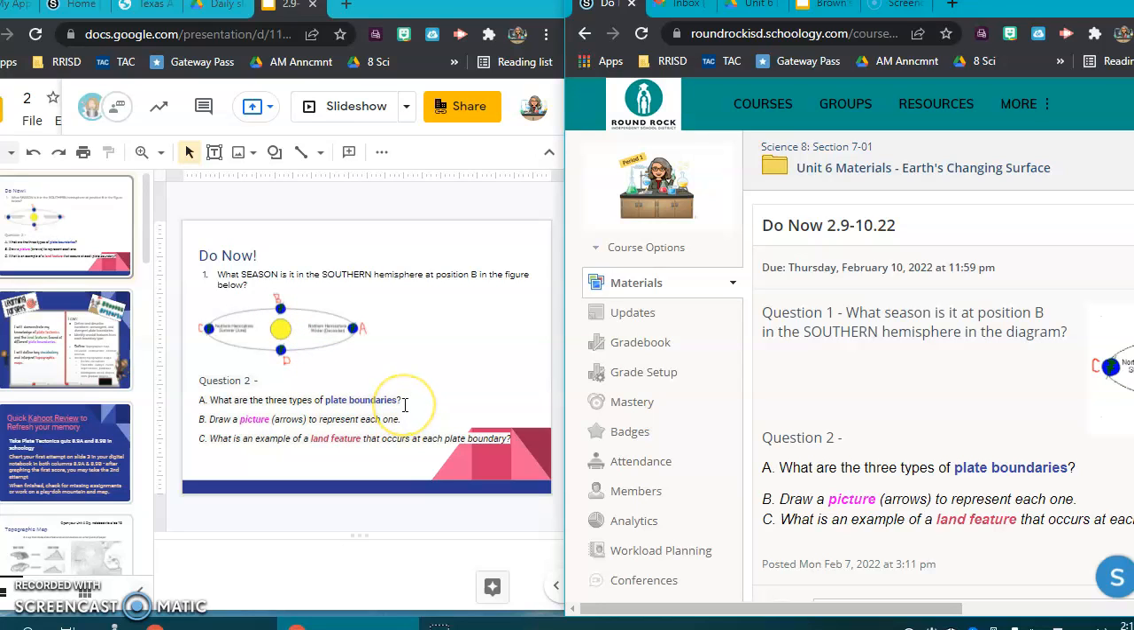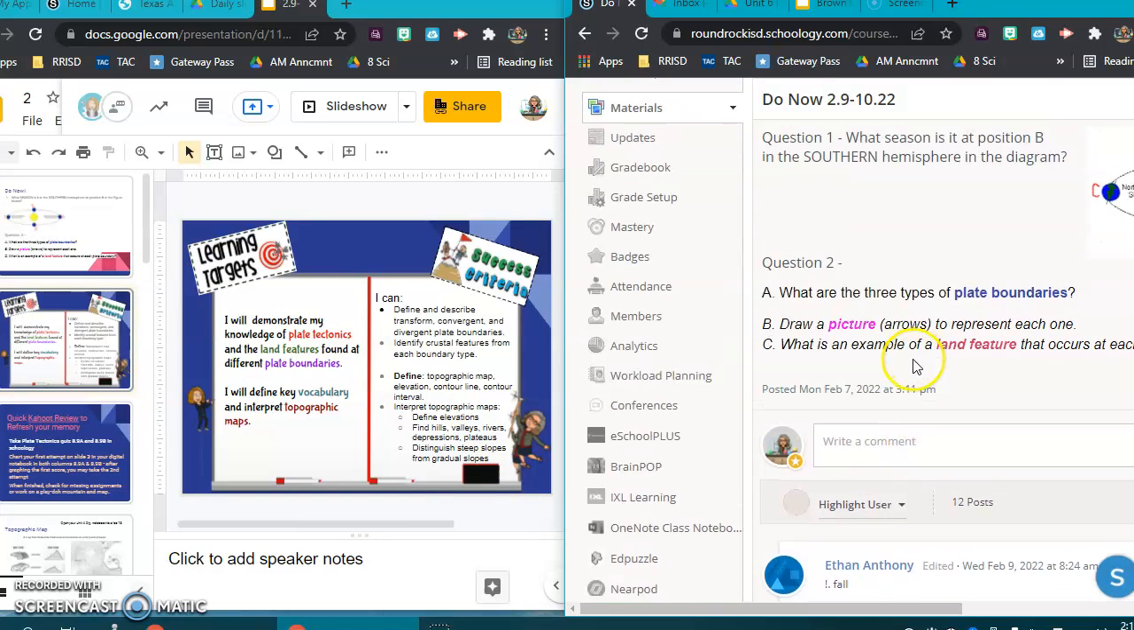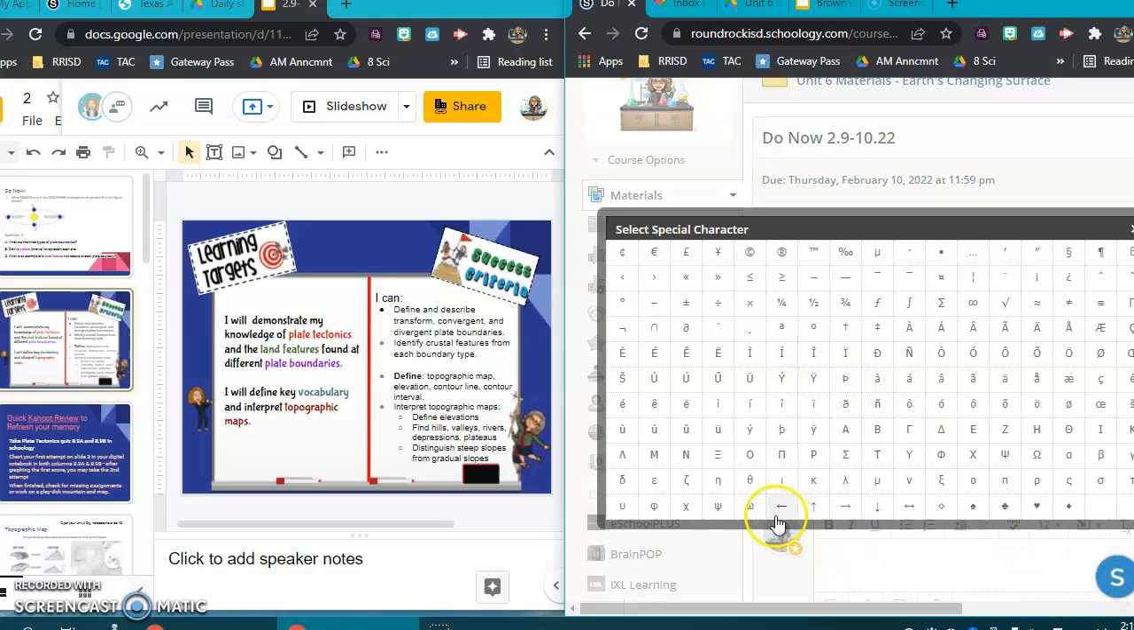What are the three different types of plate boundaries? Divergent, convergent, and transform? Absolutely. And you can draw a picture. People asked, how do I draw a picture? And I said, really, it's kind of easy. You click on the comment box, and there's a little box here that says insert comments. You can click on symbols, it's hard to see right here. And there's arrows here, and you could actually put these right by each one of the words.